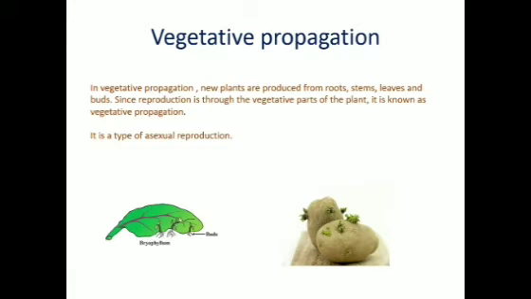Vegetative propagation. In vegetative propagation, new plants are produced from roots, leaves, stems and buds. Since reproduction is through the vegetative parts of the plant, it is known as vegetative propagation, which is a type of asexual reproduction. For example, potato, we'll have new plants from the potato itself, from the eye of the potato. And for bryophyllum, we see new plants germinating from the leaf.